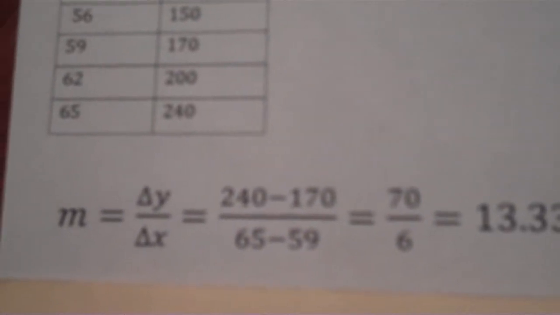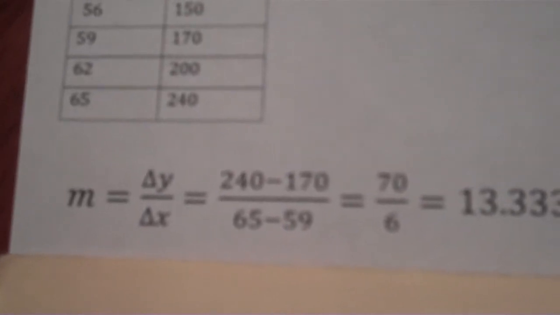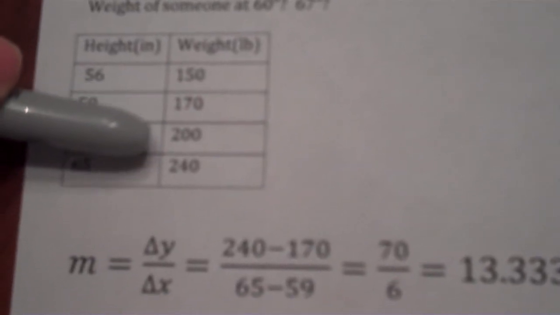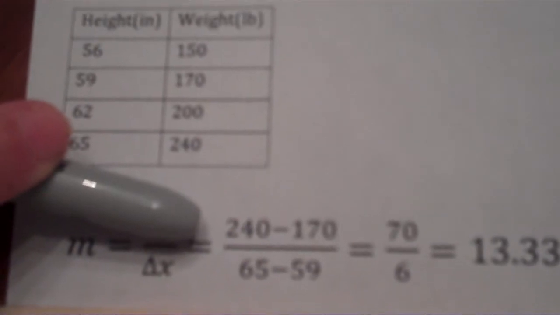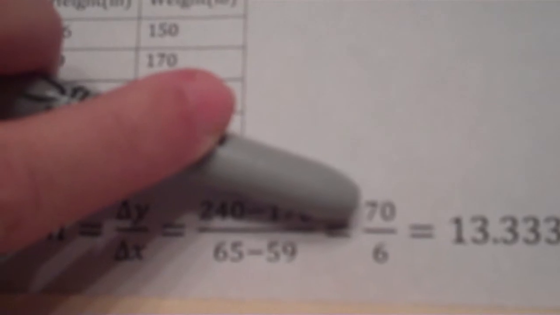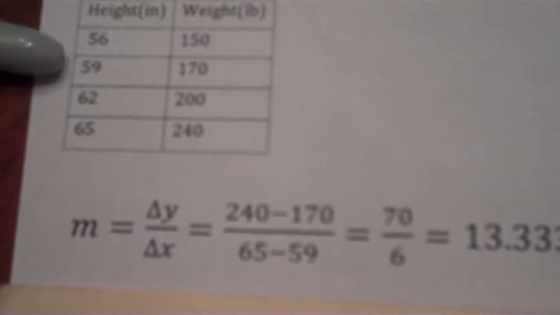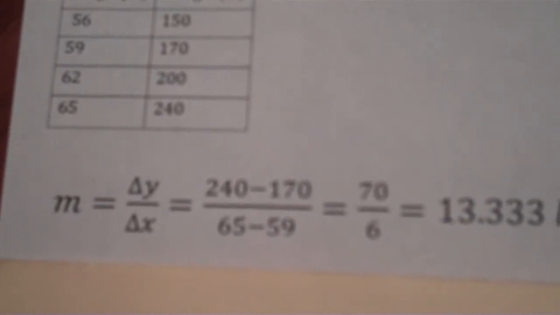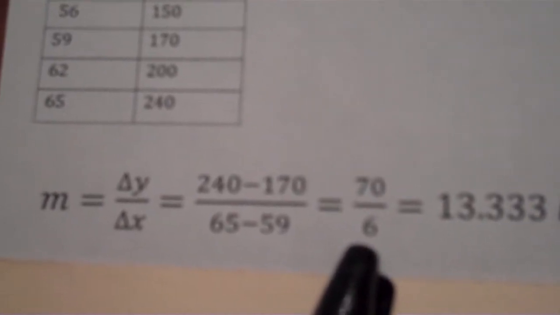Again, slope, or the average rate of change, is the change in y over the change in x. You went from 170 to 240 pounds. So if I subtract my 240 minus 170, the increase in weight is 70 pounds. The increase in height, the change in x, went from 59 to 65. So if I take 65 minus 59, I get 6 inches.